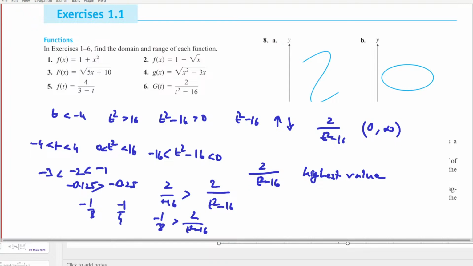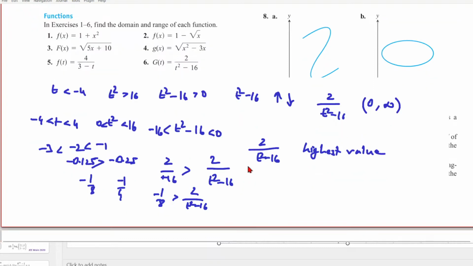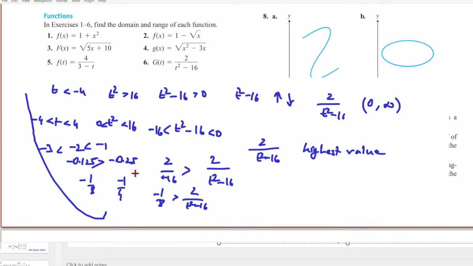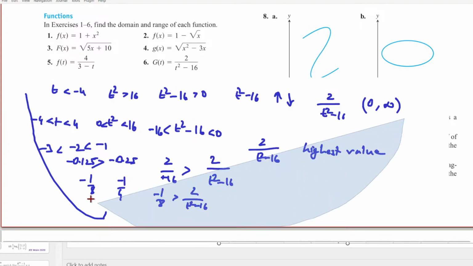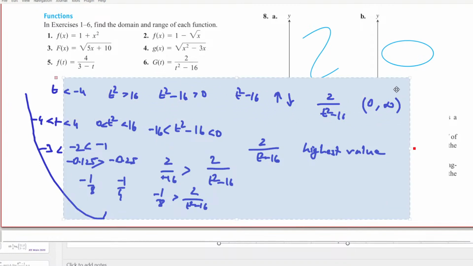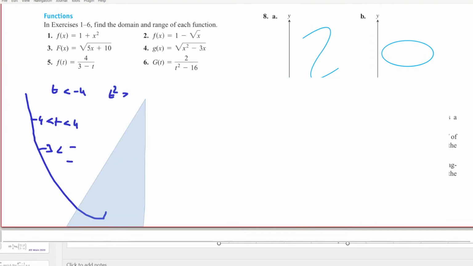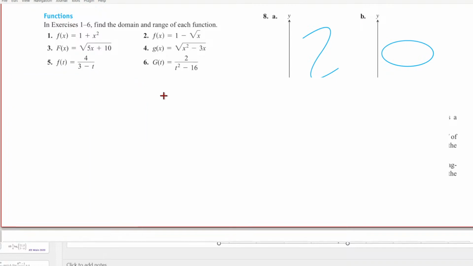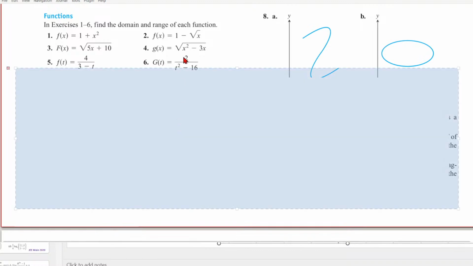Understood? Yes, sir. This you have understood, no? Otherwise, do one thing. You do a little more practice. How do we handle these negative ones? Okay, sir. Okay, cool. Then we have done some basic problems, no? Yes, sir.